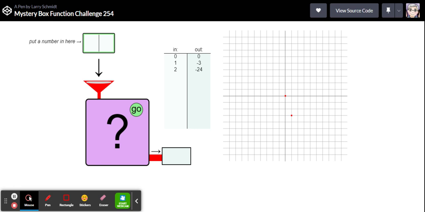Let's see, do we have symmetry over the y-axis? Let's put in a -1. Oh, that's a +3. Okay, now I've got a hunch about this. Let's put in a -2. Am I going to get a +24?